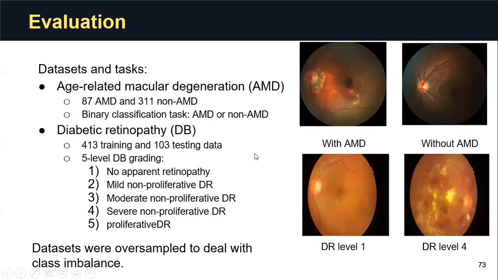We evaluated on two different datasets. One is the age-related macular degeneration AMD dataset, which comprises 87 AMD images and 311 non-AMD images. We do a binary classification task. And another one is the diabetic retinopathy DR dataset, which comprises 413 training and 103 testing images with 5-level DR grading from non-proliferative to proliferative DR. And we can see the examples here.